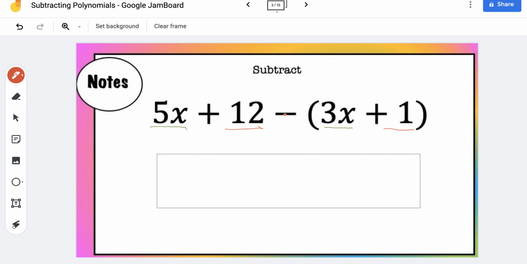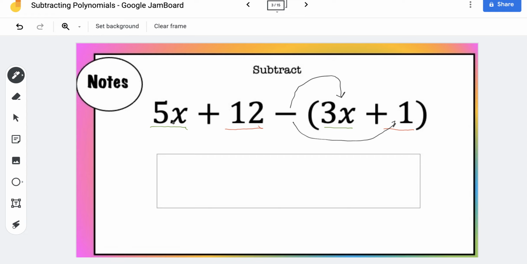But notice we also have a subtraction sign. So we're going to subtract 3x and also subtract 1, okay, from 5x plus 12. So come over here and grab black. And let's draw an arrow to both the 3x and the 1. Because we're going to subtract both those.